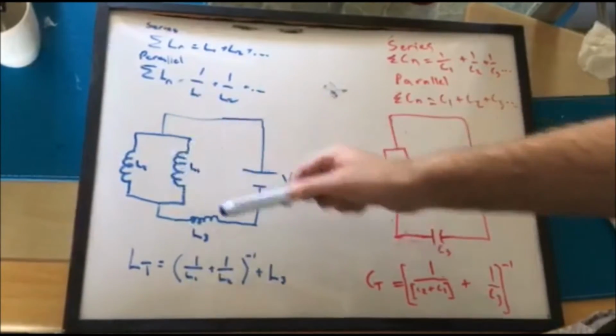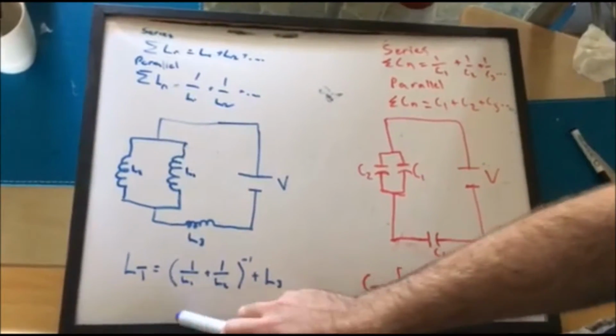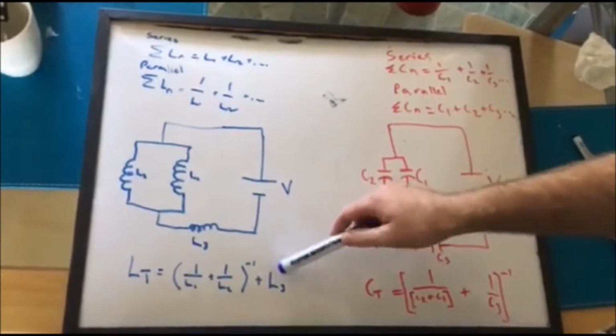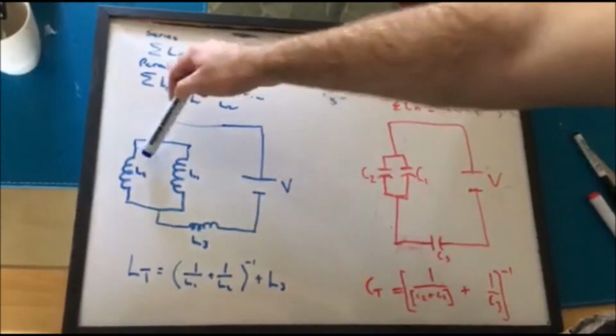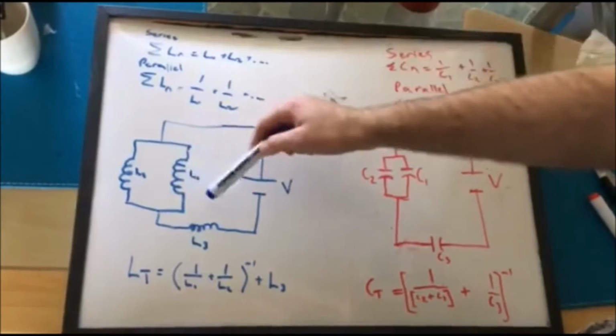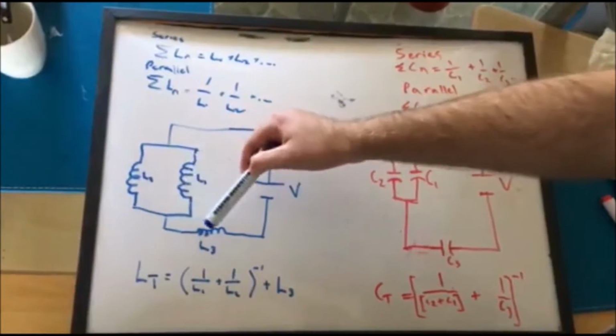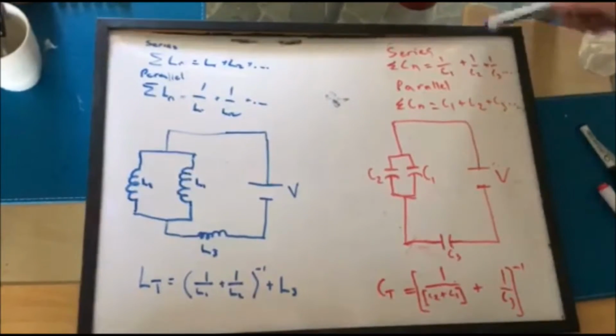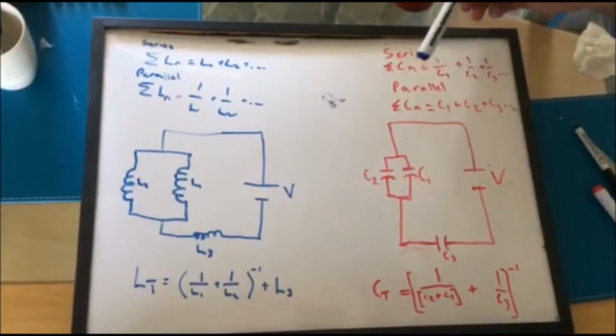and that would lead to the final equation for this circuit for inductors to be LT equals (1 over L1 plus 1 over L2) to the -1 plus L3. So we're adding these two like this, and then adding the value that we receive to this one normally. For capacitors, it adds the other way.